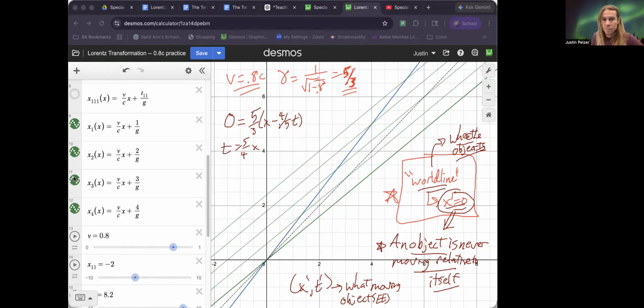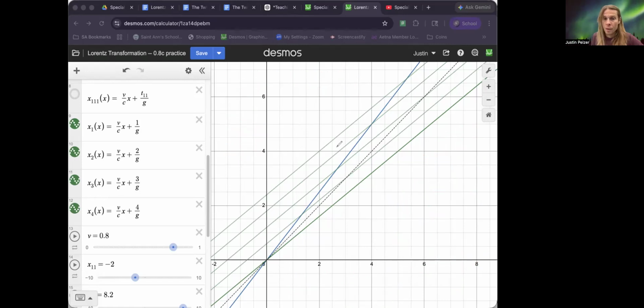I'm clearing this all. Write it down. Pause the video. Clear all drawings. This is the world line of x prime equals 0. This one right here, all the way down to the origin. So that's where the object is. These green lines, this dotted line is v equals c, just for reference. That's the speed of light.